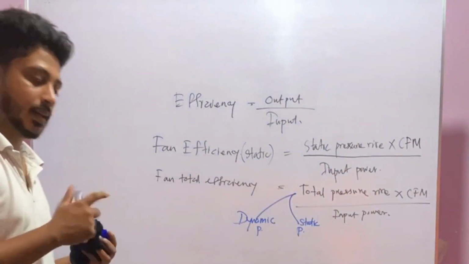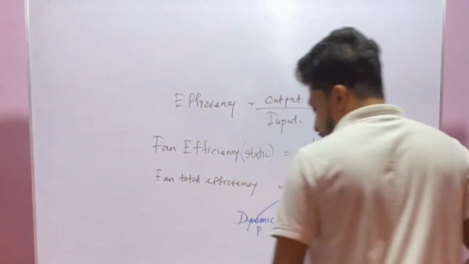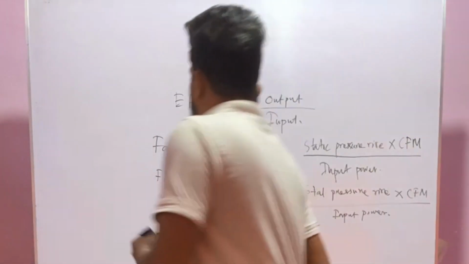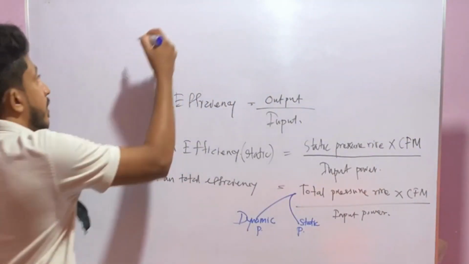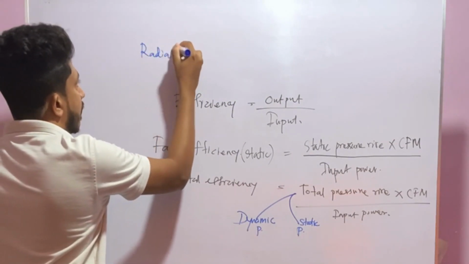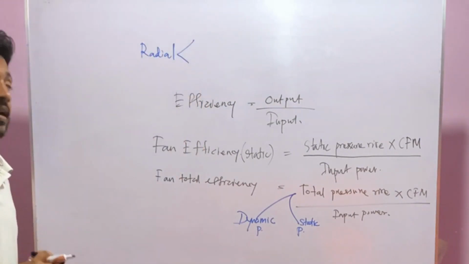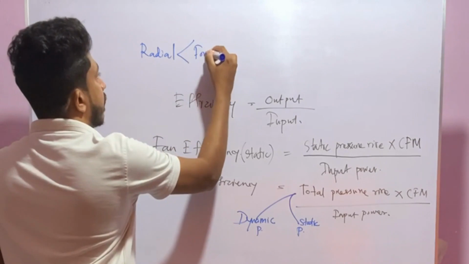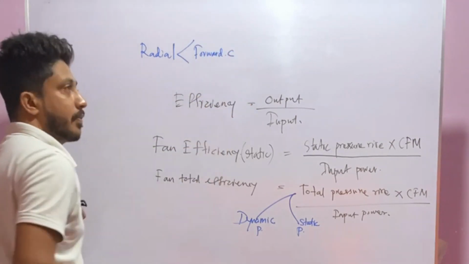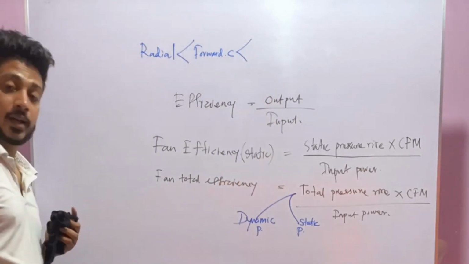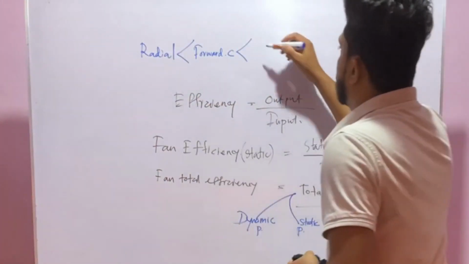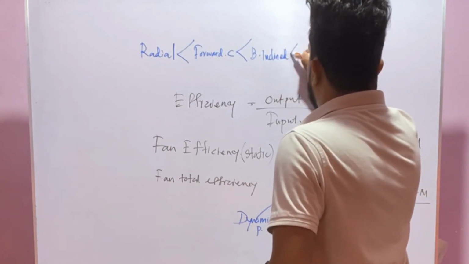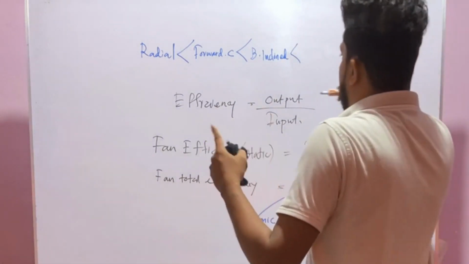Actually, we learned radial, backward incline, backward curved, backward airfoil, and forward curve fans. If we compare the efficiencies of these impellers, we have a greater efficiency for the forward curve fan than the radial fan. Backward incline fan efficiency is greater than the forward curve. And backward curved fan efficiency is greater than backward incline.